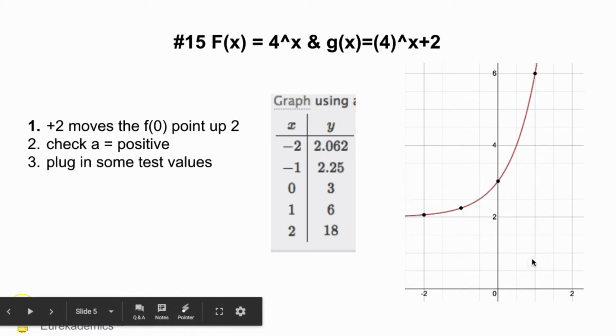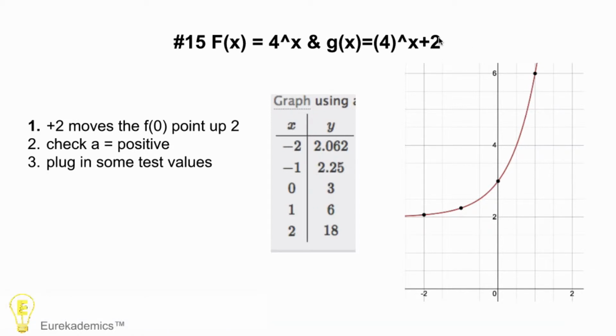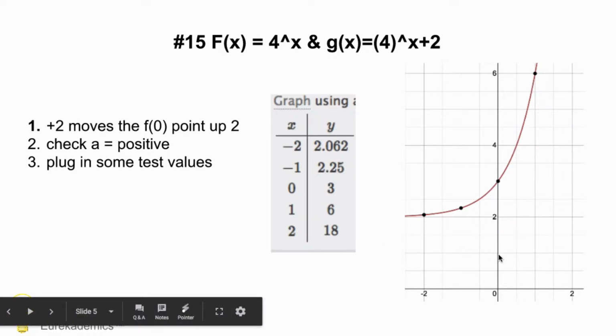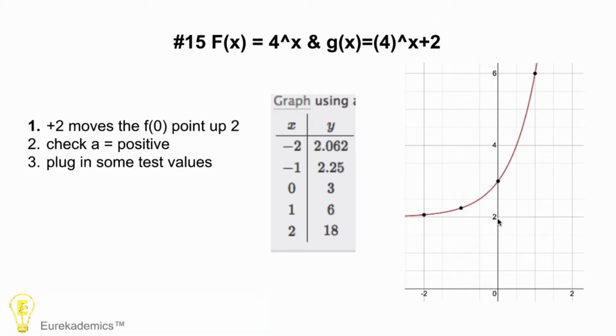That plus 2: you take 1 and you have to add 2 to it. So plus 1 plus 2. That plus 2 acts as a vertical shift on the y-intercept. Let me say that again. That plus 2 acts as a vertical shift on the y-intercept.